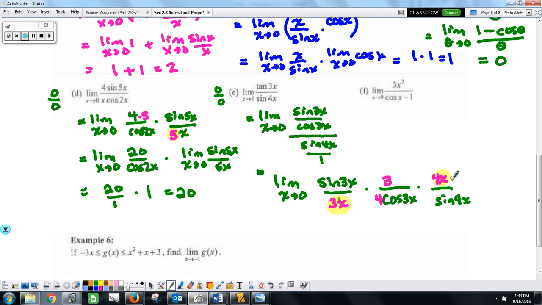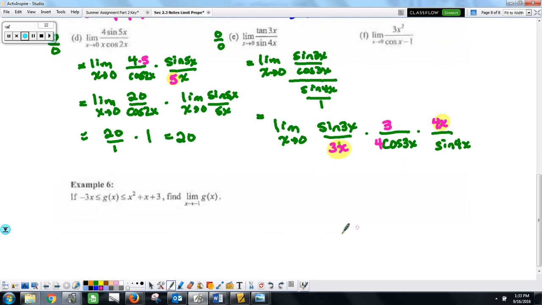I've got a 12x in the top and I have a 12x in the bottom that I added in. I added in a form of 1. I just added it in conveniently where it helps me. That's the magic of the form of 1. So this limit we can do. That limit is going to be 1.